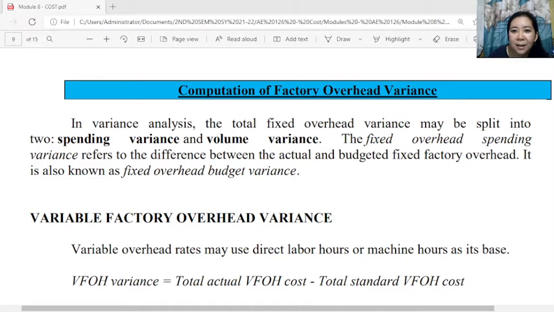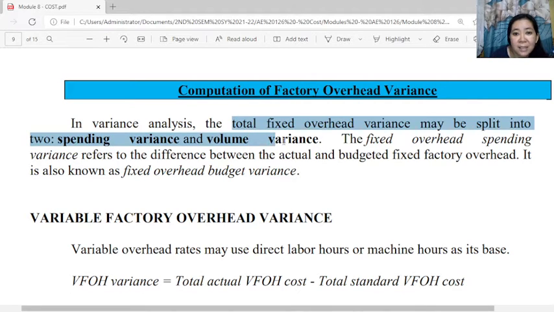Okay, so this video lecture is the continuation of our module number 8, accounting for factory overhead. So we are now in the fourth topic for our computation of factory overhead variance. So basically in variance analysis, the total fixed overhead variance is divided into two. We have spending variance and volume or efficiency variance.